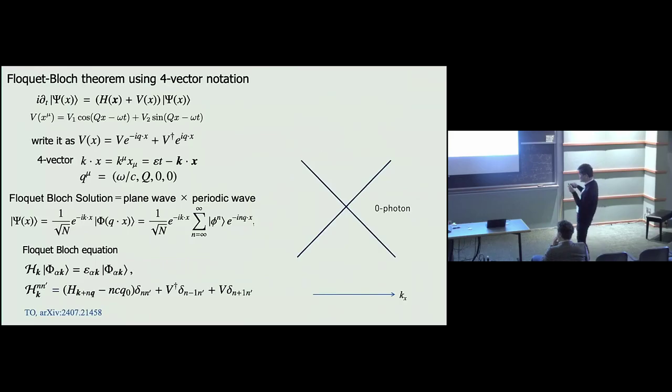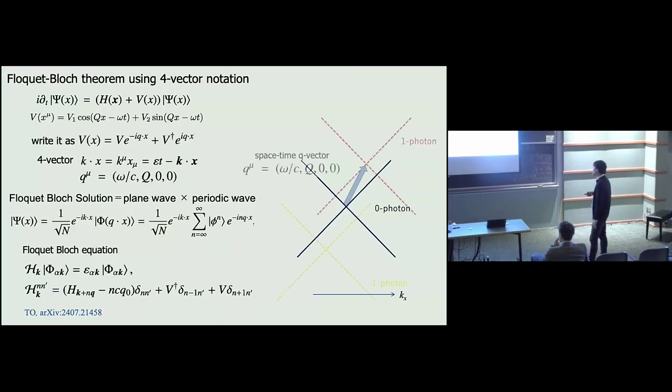I have some equations here, but actually you don't have to look at them. Instead, we have this very intuitive picture. Let's say we have this kind of Dirac cone. We call this the zero photon sector. And then simply we just shift it upward and downward, and call these the one photon sector and the minus one photon sector.